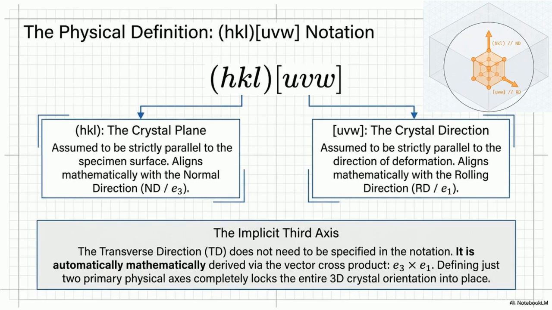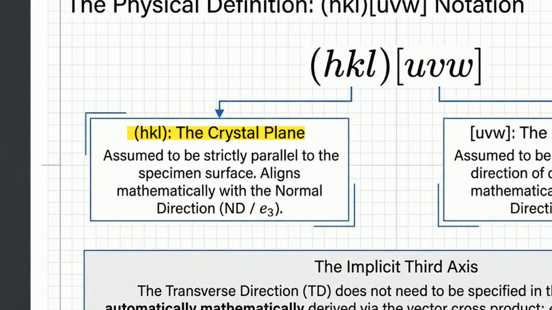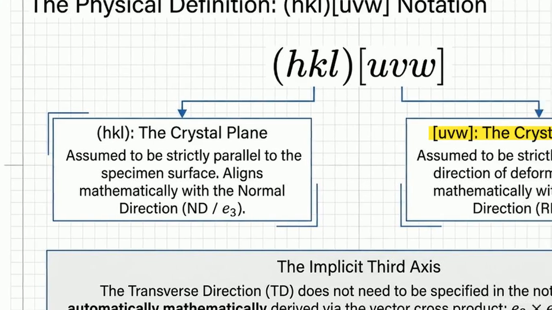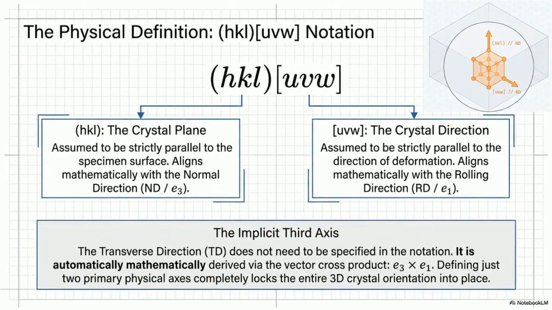Once the specimen axes are set, metallurgists describe a crystal's internal geometry using Miller indices. That is the HKL UVW notation shown here. The HKL component identifies the specific crystal plane sitting strictly parallel to the specimen surface. Mathematically, this aligns with the normal direction. The UVW component defines the crystal direction pointing straight along the axes of physical deformation, the rolling direction. Notice that the transverse direction is missing from the notation. Because the axes are orthogonal, defining two directions automatically locks the third spatial axis into place.